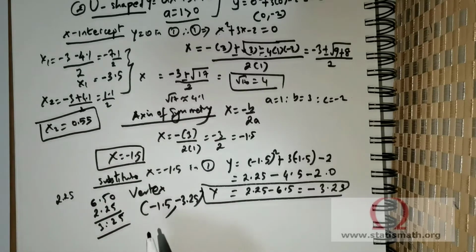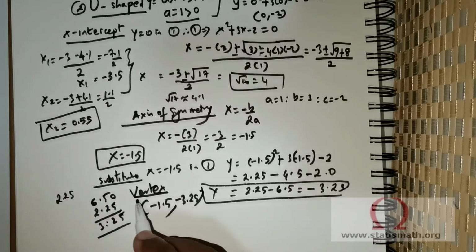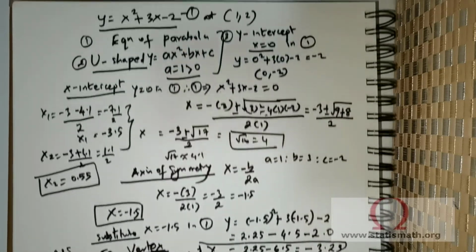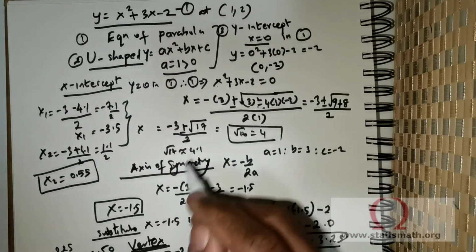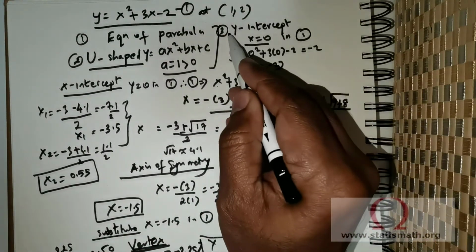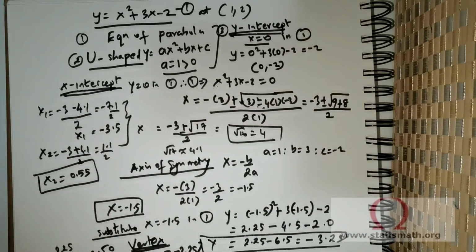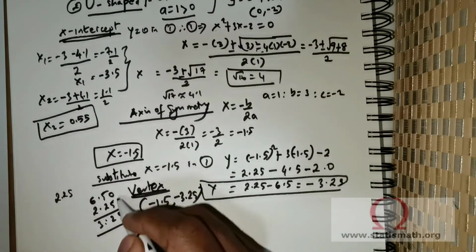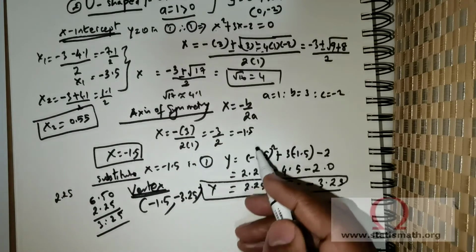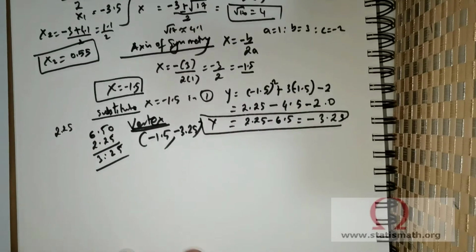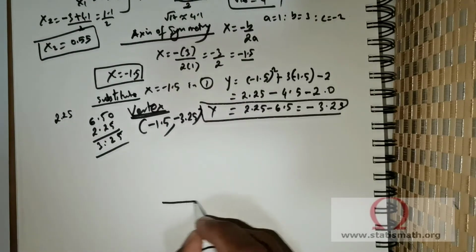So we have got the following information. To begin with, just to reiterate, we have got the y-intercept, and this is the x-intercept we have got, and then we have got the axis of symmetry, that's negative 1.5, and the vertex. So suppose we were to draw this graph, the graph would be something like this.